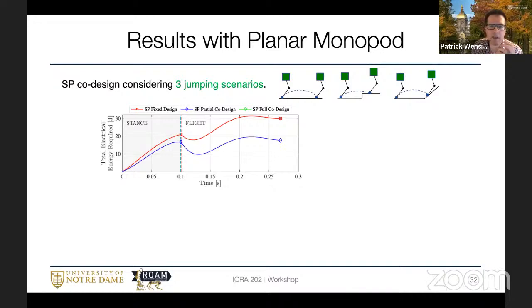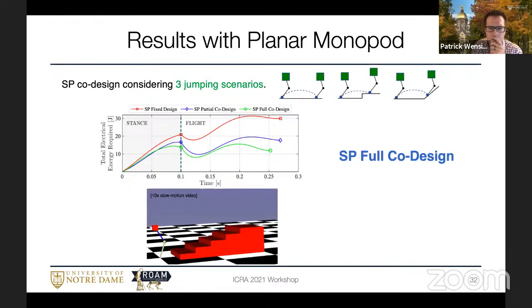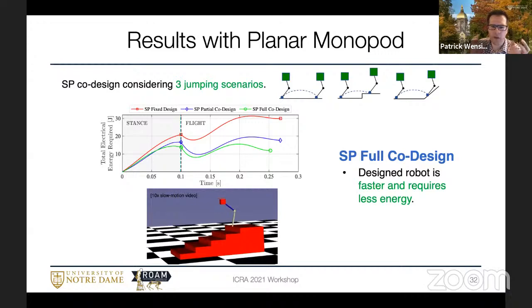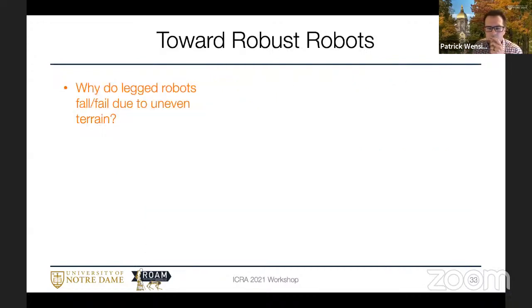If we optimize the gear ratios and the link lengths, we get something that takes less energy yet and is a little bit faster. So in terms of the co-design result, the designed robot completes the task faster and it requires less energy. I'll note here, this is a relatively simple case. If you think, you're solving multiple trajectory optimization problems at once, one of the real challenges is scalability, and that's something that we've been working on and making some great progress on.